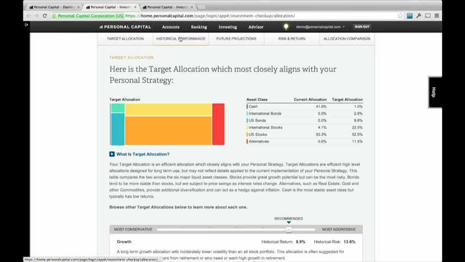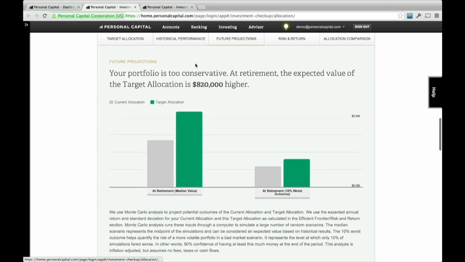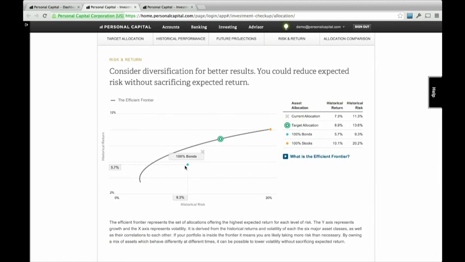Then, how would this balanced allocation have done in comparison to what she has now over the past 20 years? Here it is. Here are the different scenarios now projected forward through her retirement. Here's the trade-off between risk and return. Mary isn't being fully compensated, fully rewarded for the amount of risk in her current portfolio. And there's lots more. The impact of tax optimization, and look at the costs that she's paying in mutual fund fees. For Mary, the diagnosis is eye-opening.